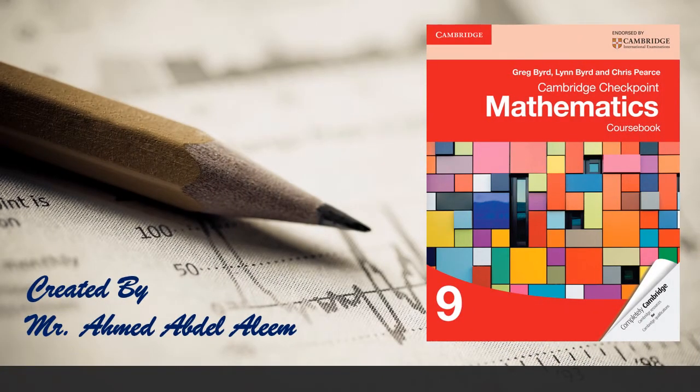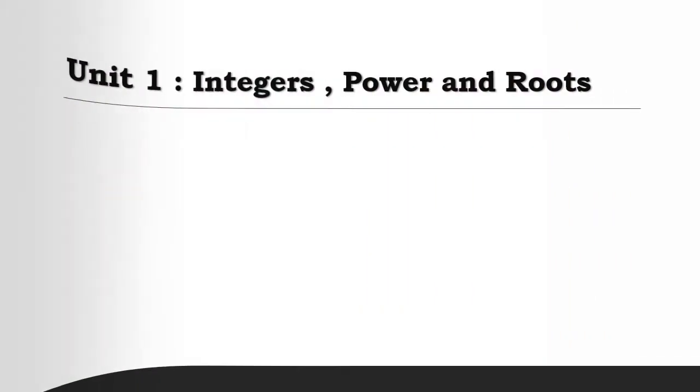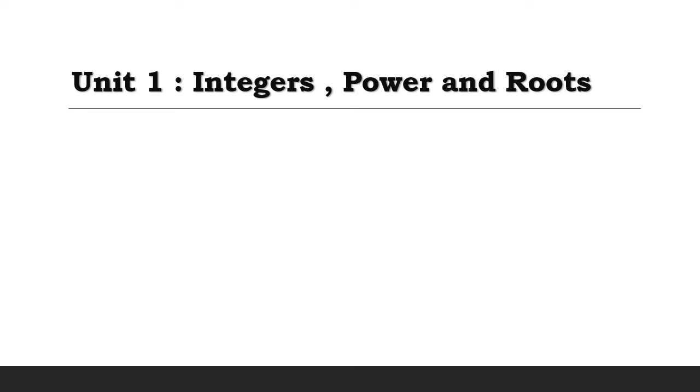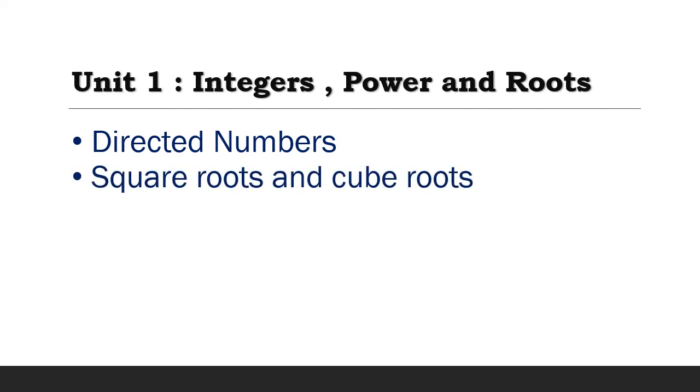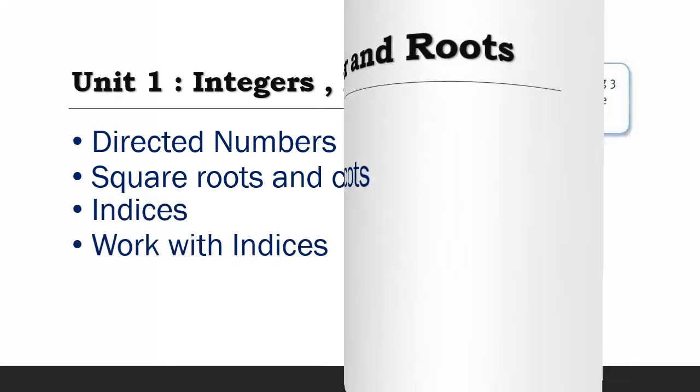Everybody. Today we are talking about Cambridge Checkpoint Year 9 Start. Unit 1: Integers and Powers and Roots. So we will start with directed numbers, and square roots and cube roots, indices, and how to work with them.